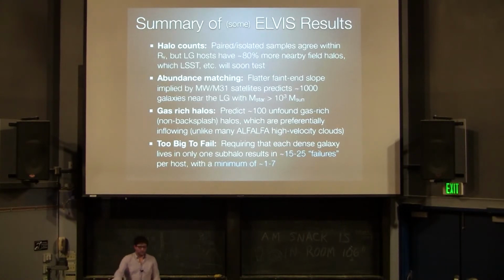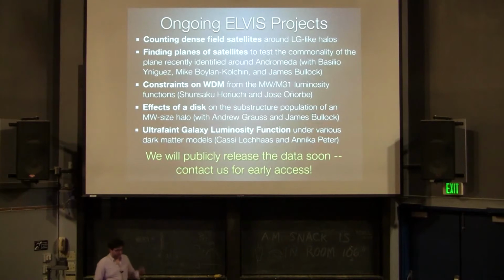And we also find that requiring that each dense galaxy lives in only one subhalo results in about 15 to 25 failures per host. I'm going to leave up just some ongoing Elvis projects and tell you that we will be releasing the data publicly soon. But if you want early access to it, please contact us, and we'll happily work with you to share it.